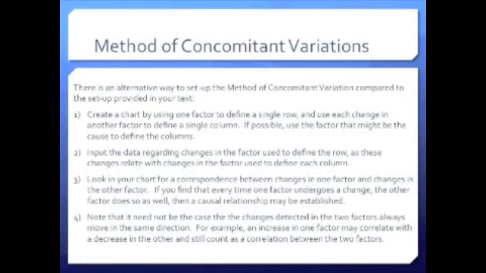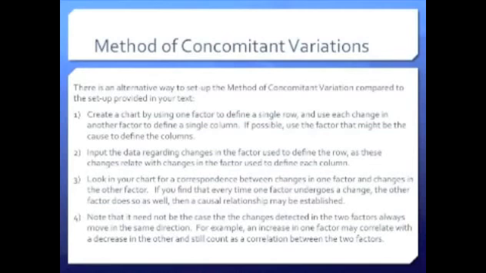Your second step is to input the information regarding changes in the factor used to define the row. Finally, in the third step, you need to look in the chart for a correspondence between changes in one factor and changes in the other factor. If you find that every time one factor undergoes a change, the other factor does so as well, then a causal relationship may be established. Also, note that it need not be the case that the changes detected in the two factors always move in the same direction. For example, an increase in one factor may be correlated with a decrease in another factor and still count as a correlation between the two factors.